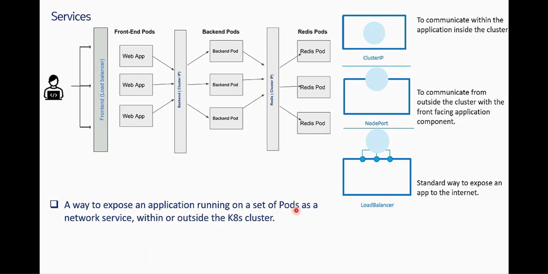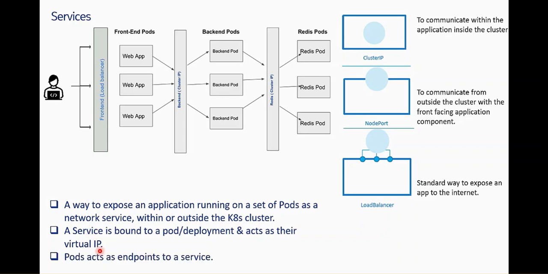Now if I talk about the definition, a service is a way to expose an application running on a set of pods as a network service within or outside the Kubernetes cluster. A service is bound to a pod or a deployment and acts as their virtual IP. So for as many pods as are associated with the deployment, the service will act as a virtual IP for all those pods. A pod acts as an endpoint to a service. If there are a number of pods in a deployment, then all of them will act as endpoints to a service.